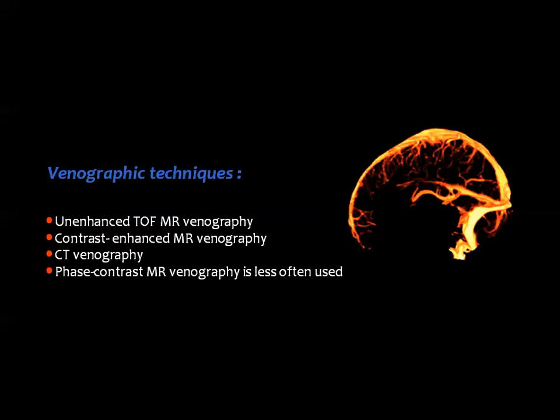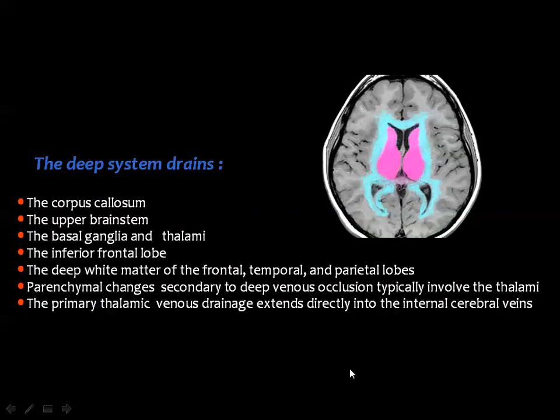The methods for evaluation of the dural venous sinuses include the MR venography, whether without intravenous gadolinium injection or with gadolinium injection, CT venography, and the phase contrast MR venography is less often used nowadays. But by any means, you can see the dural sinuses, and even you can diagnose thrombosis in the plain CT scan without intravenous injection of contrast.